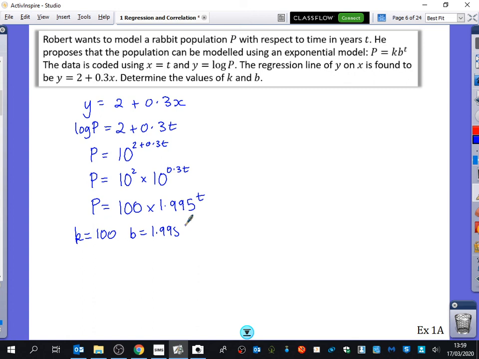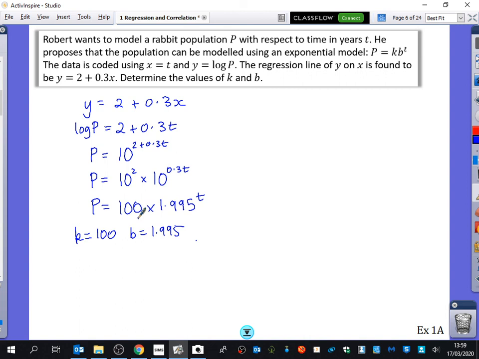So a little bit of interpretation here. How big is this rabbit population at the beginning? 100. The rabbit population at the beginning is 100, because when t equals 0, this thing equals 1. Roughly, what is happening every year? Roughly every year, the population is doubling, okay? So you would expect the population to be 200, 400, 800, 1600, and I'm just gonna give up after that.